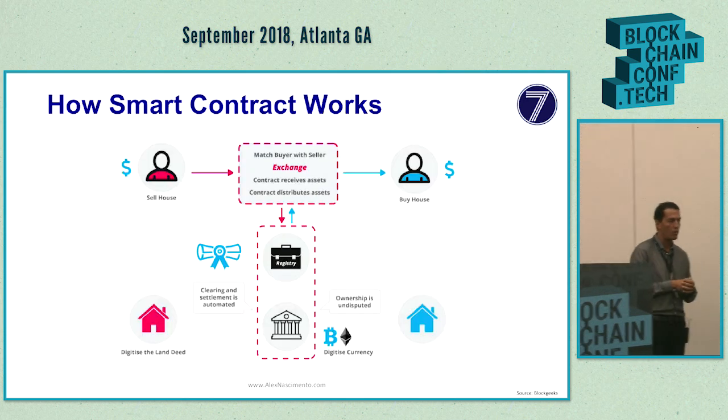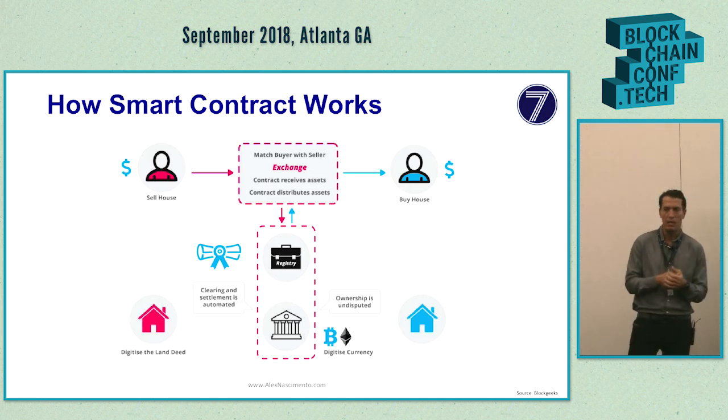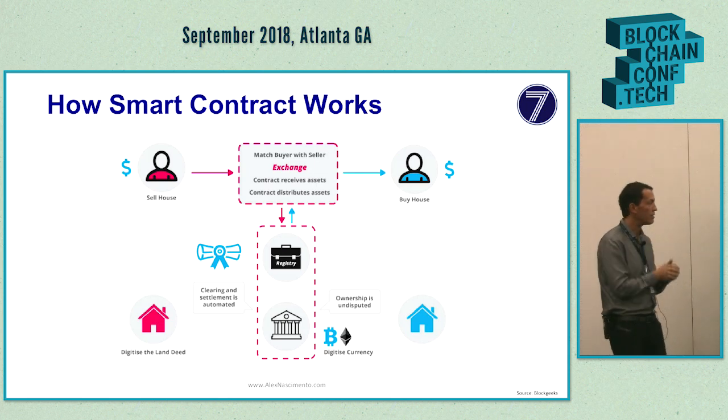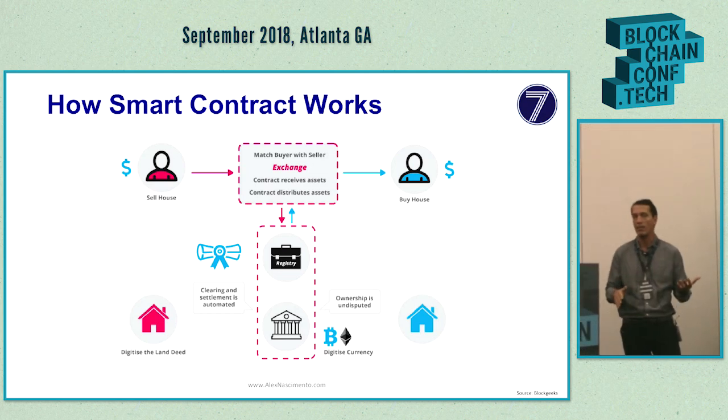So how does a smart contract work? I guess we all here might know it. We match buyer and seller. If the contract receives the asset, it distributes the funds, right? And then there is a tracking of that. So you could use that for a lot of things.